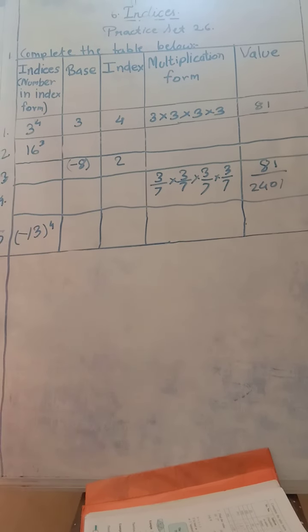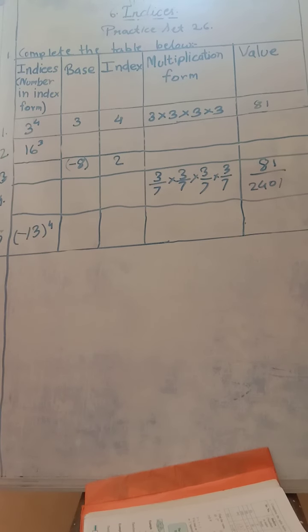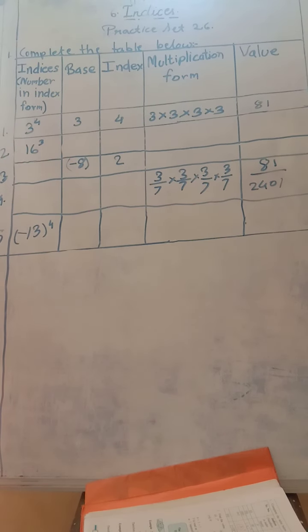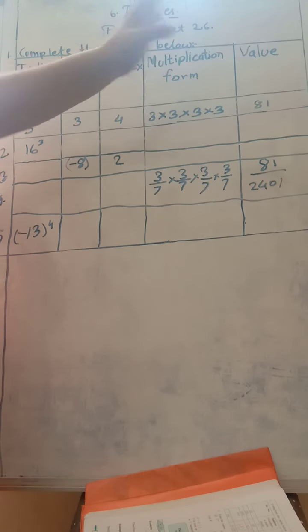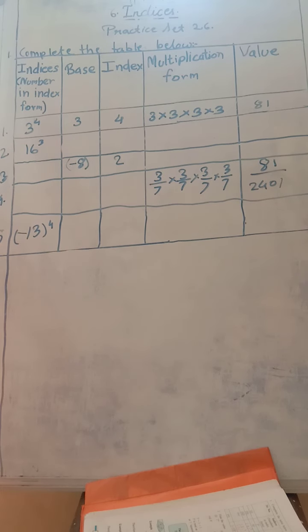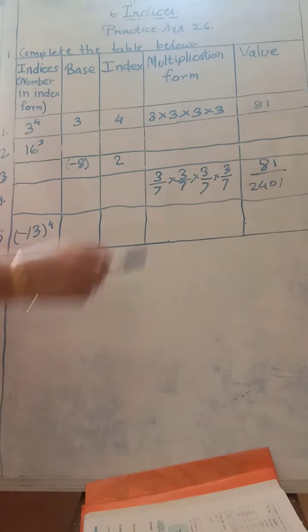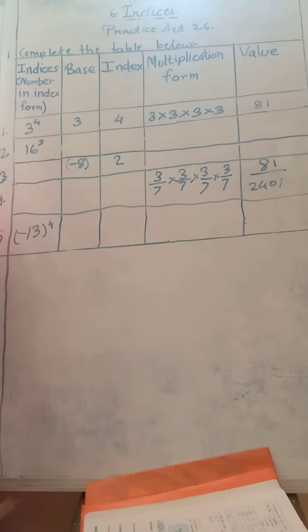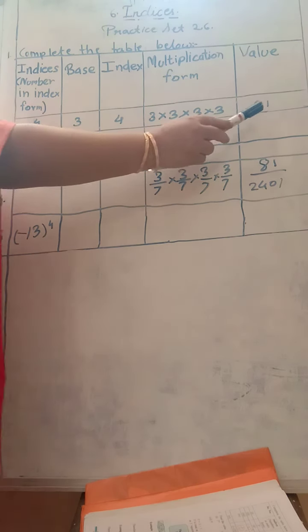Okay, so now we'll begin with practice set 26 question 1. Complete the table below. The numbers in index form are given. Base, index, multiplication form and value we have to write down. The first example is solved for us, that is 3 raised to 4 or the fourth power of 3. Here the base is 3, index is 4. How will we write the multiplication form? 3 multiplied by 3 multiplied by 3 multiplied by 3, and the multiplication will give us the answer, that is 81. So the value of the fourth power of 3 is 81.